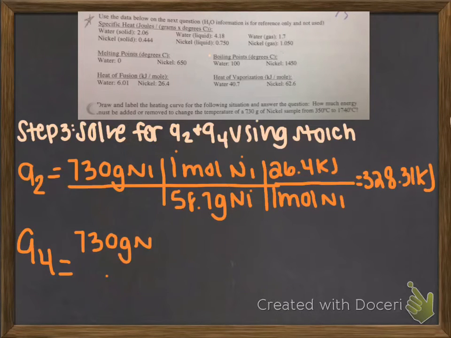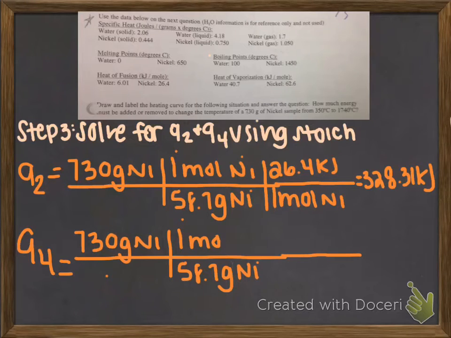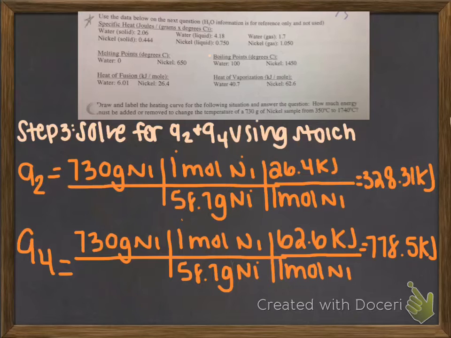And then we're just going to go ahead and do the same thing for Q4. So we start with what we were given, 730, and we do the same thing, but instead of 26.4, we're going to use 62.6 kilojoules because Q4 is boiling, or the same thing as vaporization. So we look at the heat of vaporization, and that is 62.6 kilojoules. So for our answer, we're going to get 778.5 kilojoules.